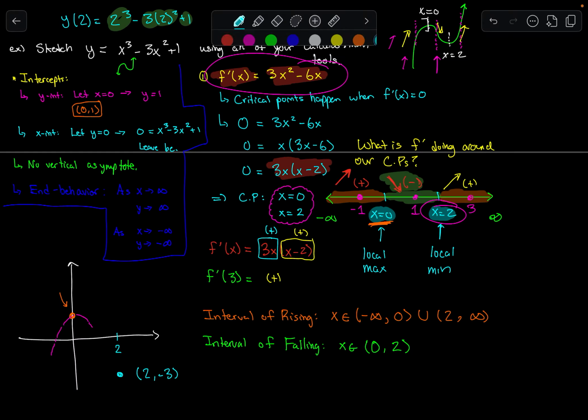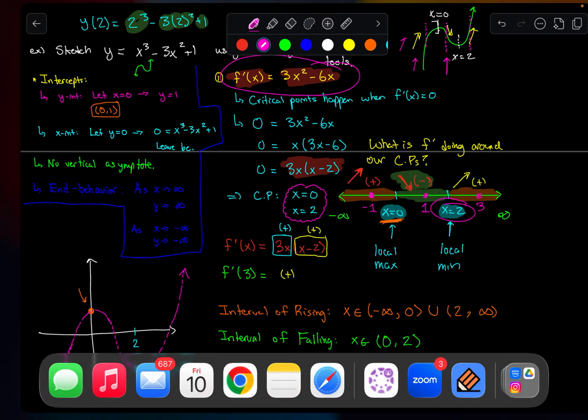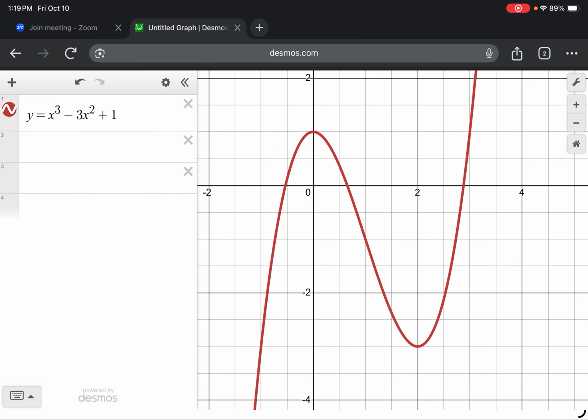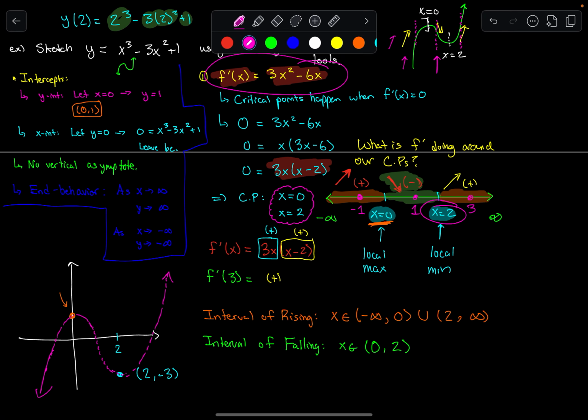And I can continue with my sketch. I can say, okay, I'm going to get a minimum here, and then my graph is going to go up like so. Using what we know about the end behaviors, this would be a reasonable sketch. Let's just check, and we'll use Desmos. And sure enough, here's our graph. The Desmos graph is basically saying everything that we just did, and it matches the sketch that we expected to get.